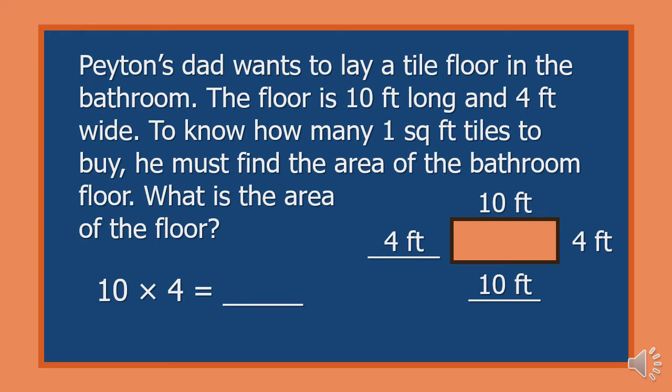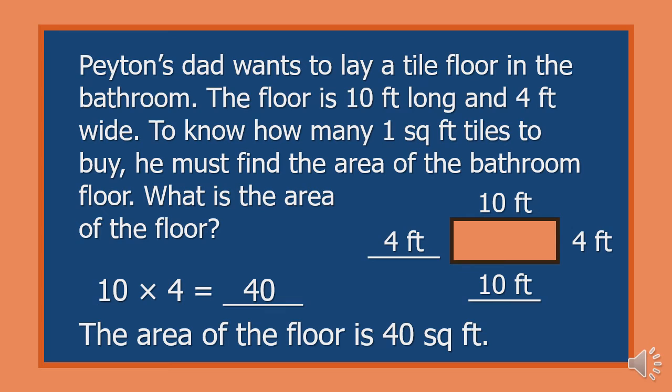To find area, we multiply the length times the width. Well, the length is 10 and the width is 4. So 10 times 4 is equal to 40. We know that he's buying 1 square foot tiles. So Peyton's dad is going to need 40 of those tiles to complete the bathroom floor. So we would say the area of the floor is 40 square feet. Don't forget to label your answer.